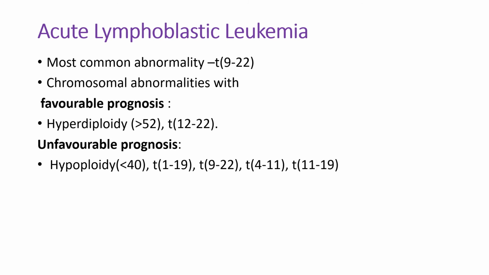Acute lymphoblastic leukemia. The most common chromosomal abnormality noted is translocation between chromosome 9 and 22. Chromosomal abnormalities with favorable prognosis are hyperdiploidy, that is chromosome numbers exceeding 52, and translocations between chromosome 12 and 22. Whereas hypodiploidy, where there is chromosome number less than 40, and translocations involving chromosomes 1 to 19, 9 to 22, 4 to 11 and 11 to 19 have shown poor or unfavorable prognosis.